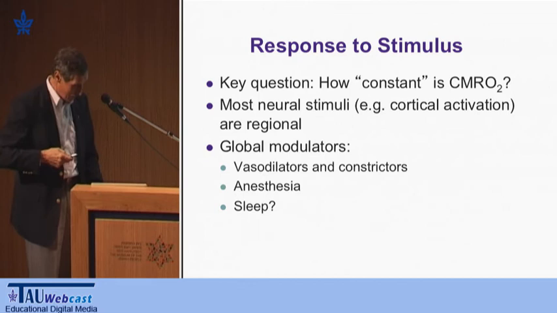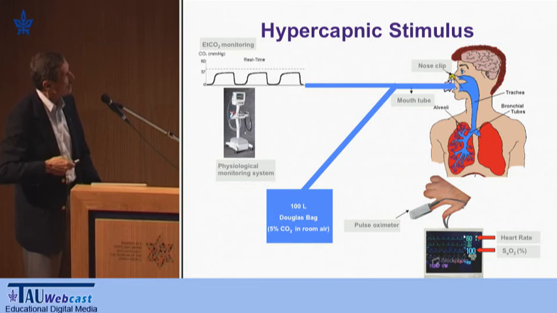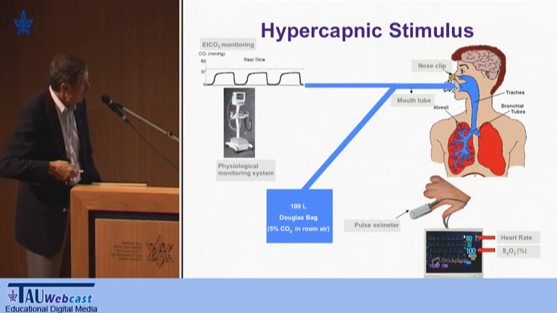This is the apparatus we set up. The subject breathes room air with 5% CO2 in a Douglas bag that allows for constant flow. And we have various kinds of physiologic monitoring. We measure the heart rate, for example, because heart rate goes up quite dramatically. And we measure arterial saturation with a pulse oximeter.